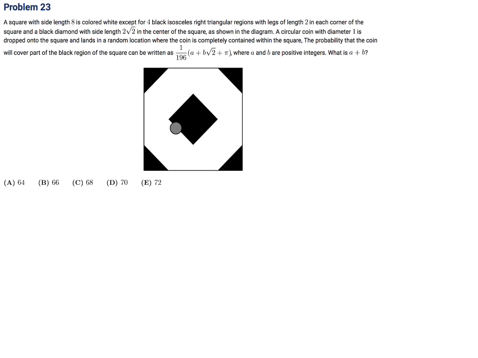The first thing I notice is that they called this a diamond, even though it's technically a square. I think they did that to avoid confusion, because this is a square, and if they call that a square, you might get confused. Okay, so let's begin.